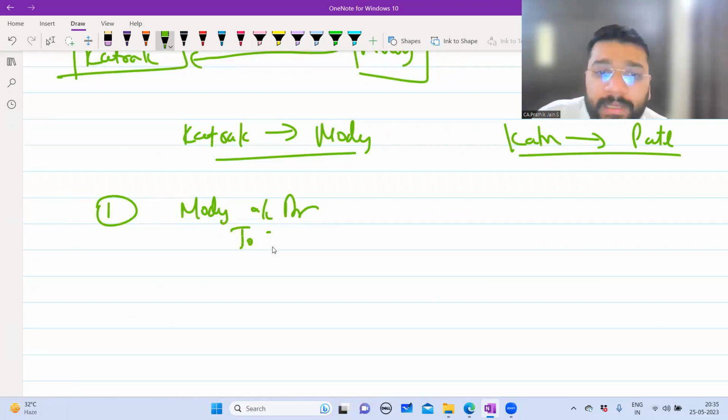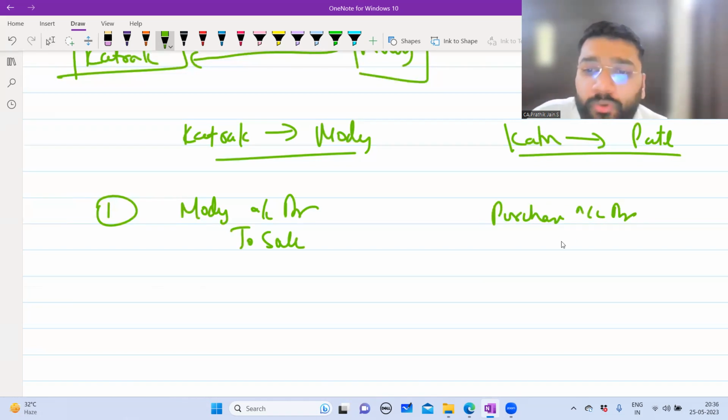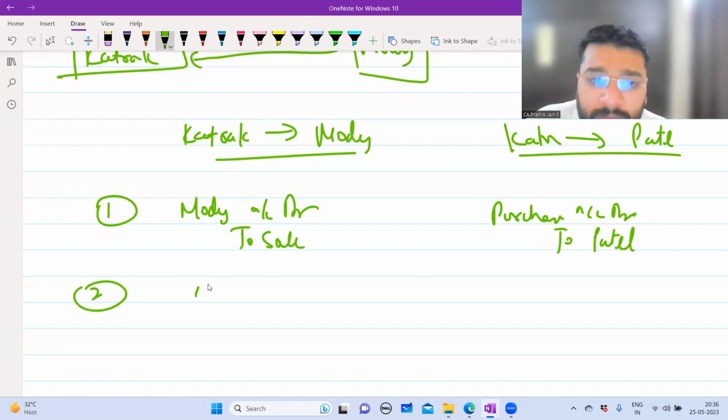Modi account debit to sales. And Katrak purchased from Patel. So what will be the entry? Purchase account debit to Patel. Amount is same, okay? Then there is a bill of exchange executed. So bills receivable to Modi.